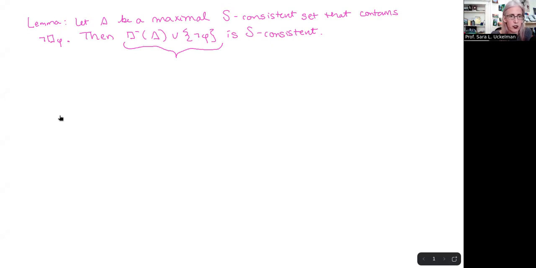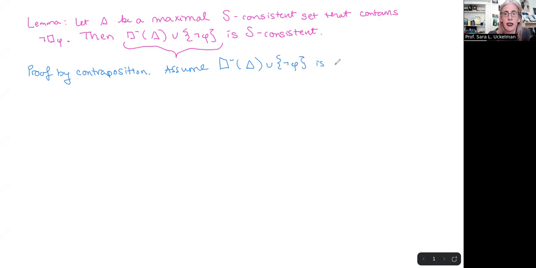But I'm going to get a slightly nicer color to do it in. The proof is by contraposition. And so what we're going to do is assume that the box minus of delta, so remember that's all of the formulas in delta that have a box in front of them collected together, all the boxes stripped off, so all of those along with not phi, assume that this is S-inconsistent.